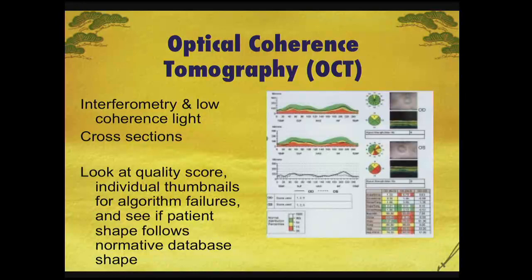You want to look at these individual thumbnails that the different manufacturers give you. Usually there's a little red line that delineates the retinal nerve fiber layer. You want to make sure that there are no big dropouts, that the computer didn't miss the retinal nerve fiber layer altogether. And then you want to see if the retinal nerve fiber layer shape of the individual patient follows the normative database.